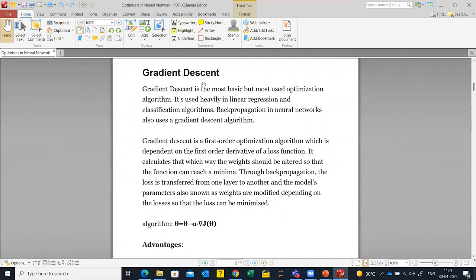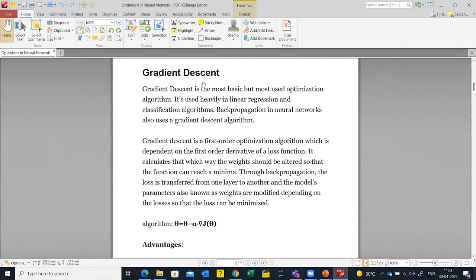Gradient descent is a first order optimization algorithm, which is dependent on the first order derivative of a loss function. We already have seen the first order derivative, which is the dy by dx. If you don't understand this derivative, don't worry about it. It is where you take the first order differentiation of a loss function. In our linear regression, our loss function was nothing but the difference between the actual and the predicted value. It calculates which way the weight should be altered so that the function can reach a minima, right? It tries to optimize the function in such a way that you get the minimum loss. And through backpropagation, the loss is transferred from one layer to another, and the model's parameters, also known as weights, are modified depending on the losses so that the loss can be minimized.